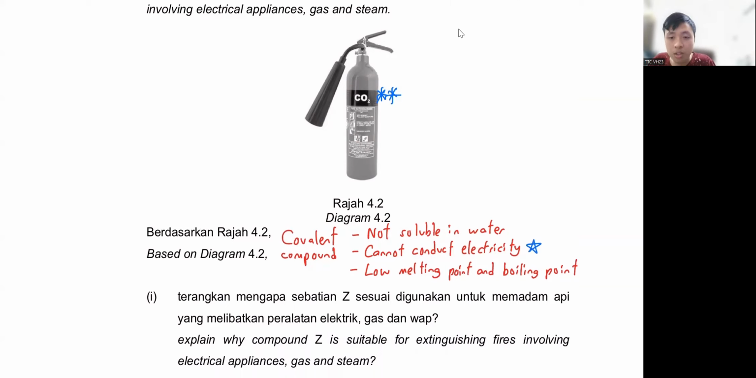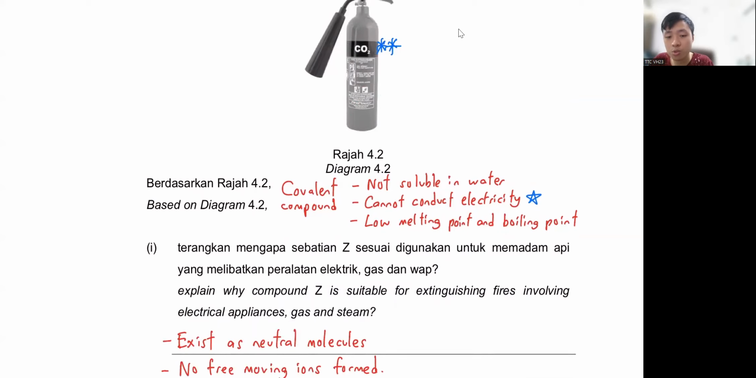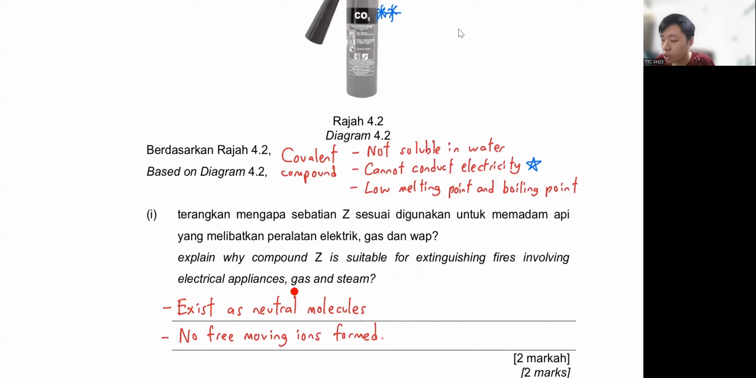Why? Because covalent compound, you remember one thing, ionic compounds have charges, free moving ions. But covalent compounds, do they have? No. So they don't have any free moving ions. So that's why they are neutral molecules. Neutral molecules, no free moving ions formed. No free moving ions, that's why they won't conduct electricity. It's dangerous when they conduct electricity. It's a bit dangerous compared to this.